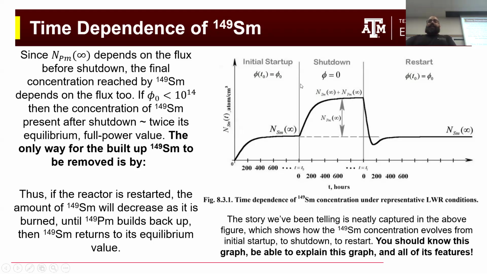So this graph kind of neatly illustrates what we've been talking about. You should be able to use the equations that we've been given and take these limits to understand how this picture comes about. You should be able to explain the different parts of this picture, and you should be able to know the features of it. I could certainly ask you to sketch something like this on the final exam, for example. And the only thing we want to mention here is that the only way for that built up samarium to be removed is by burning it, or by absorbing a neutron.